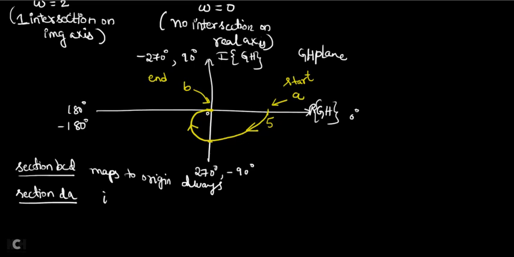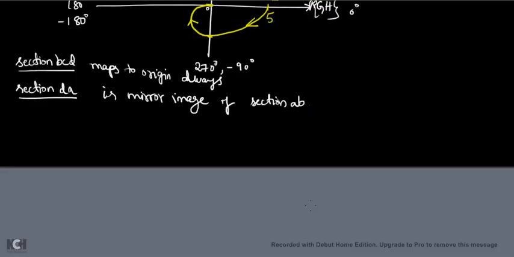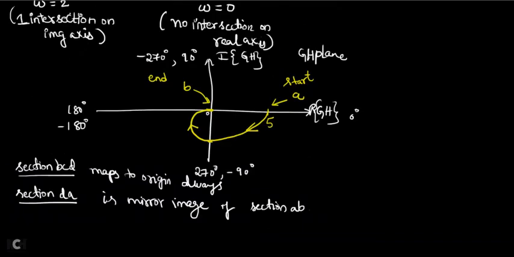Section D to A is the mirror image of section A to B, so you need not do it separately. So now, how to write the total Nyquist plot? Once again I will write here the complete Nyquist plot. All the sections are over.